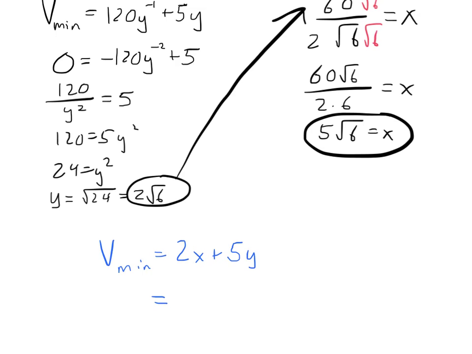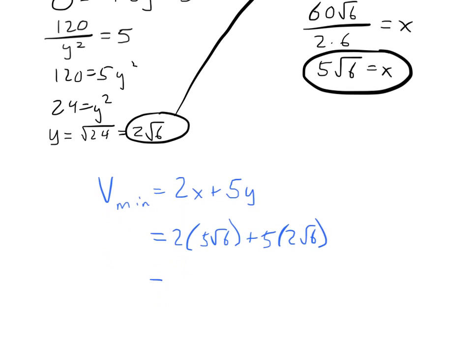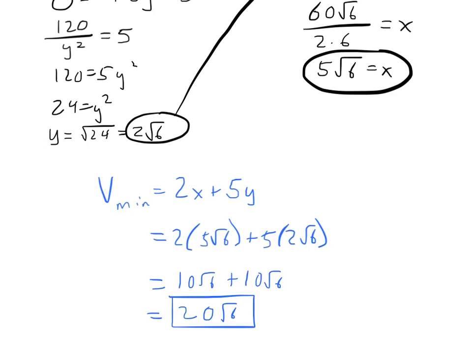So I'll plug those things in. 2 times 5 root 6 plus 5 times 2 root 6. That's going to give me 10 root 6 plus 10 root 6, and the answer to the question is 20 root 6, right? That's the minimum possible value that you can get of the sum of two numbers that do those things. That's the end of this video.